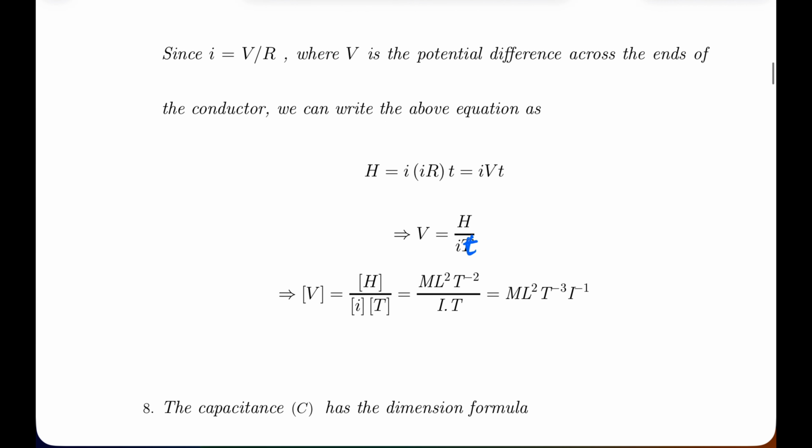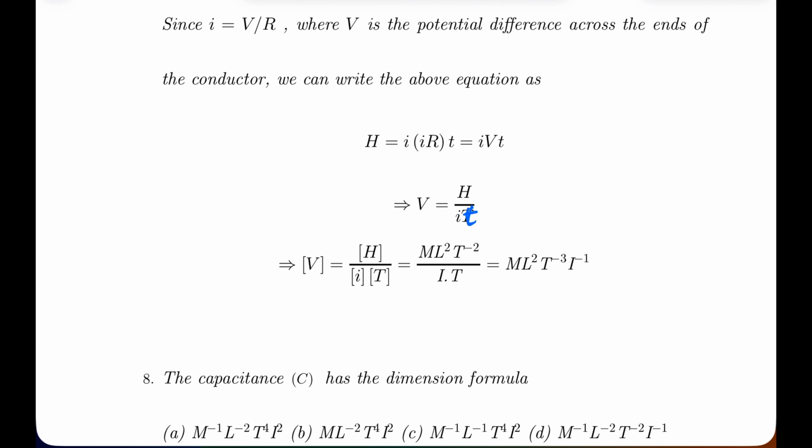So for the dimensional formula, we put them in square brackets. So this is now V equal to H upon IT. H is the heat, heat is a form of energy, and the dimensional formula for energy is M L squared T to the power minus 2. I is the current here. The dimensional formula for current is capital I, and for time it is capital T. So when simplified, this gives you M L squared T to the power minus 3 I to the power minus 1.